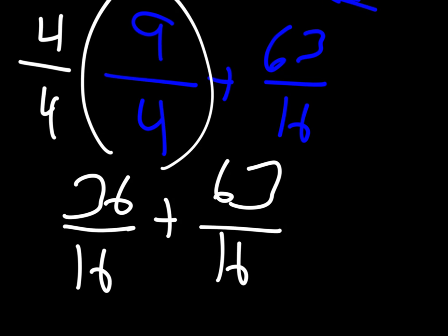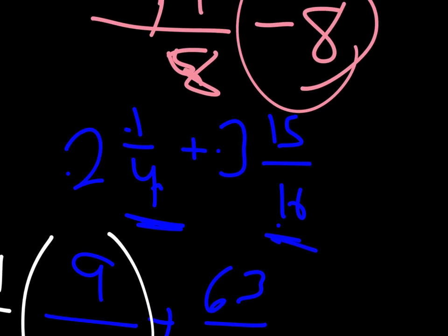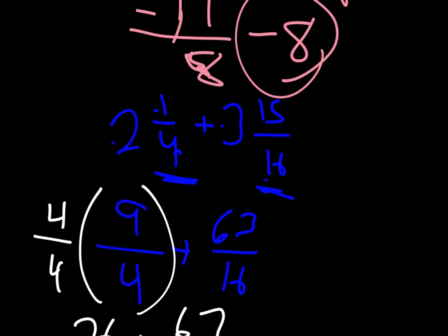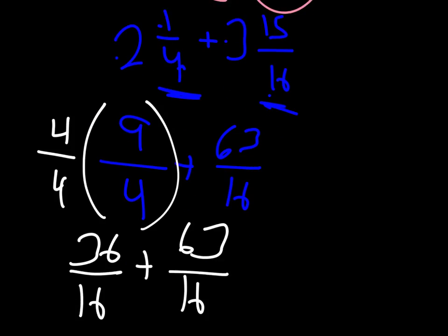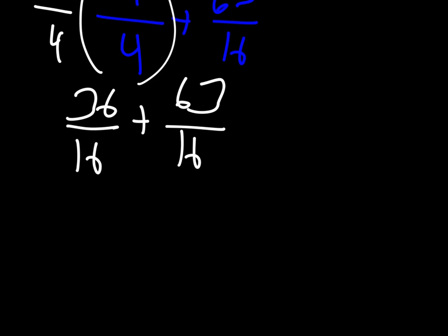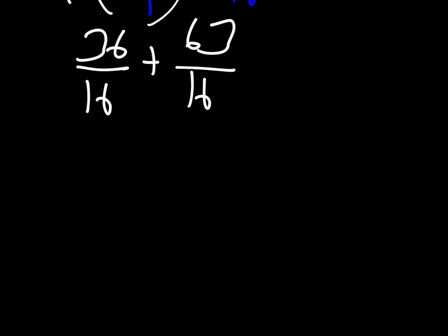Alright, got my trusty calculator because I'm making thousands of videos today and I can't be just wasting time adding, because who wants to watch a long video, right? Alright, perfect. So we have 63 plus 36 gives us 99. 99 over 16. It's the exact same thing, okay?